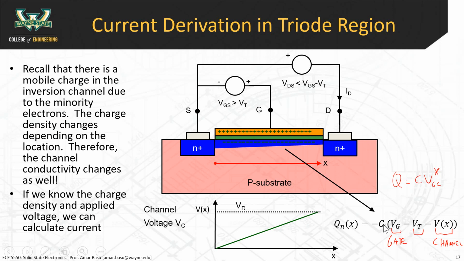So this is the amount of charge that you have going across the channel. You can see here that the channel voltage, we know, increases as you go from left to right. As a result, the amount of charge is going to decrease as you go from left to right. So there's going to be less charge on the right side.